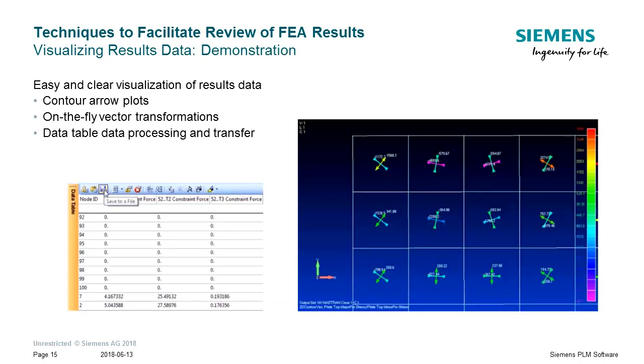Let's hand over to Ryan now and see a demonstration of some of FEMAP's post-processing tools. In particular, we'll see how easy it is to create and manipulate contour arrow plots with on-the-fly vector transformations, and how to use the data table to transfer data to and from third-party products.